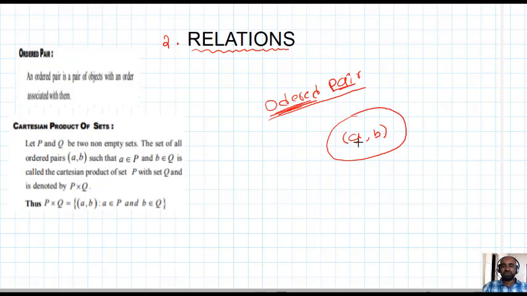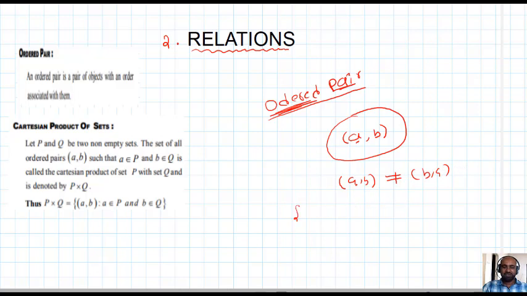Okay, so here order is important. What is the meaning of that? Ordered pair (A, B) is not equal to ordered pair (B, A). The orders are different, no? Here A is the first term, here A is the second term. That's why ordered pair (A, B) is never equal to ordered pair (B, A) unless A equals B. That is one important thing.